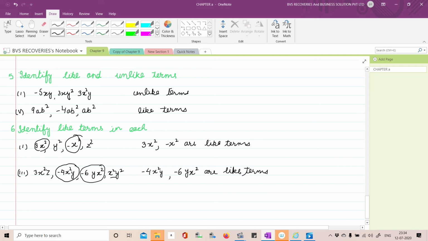With this, we have done all the questions of the first exercise 9.1. I have done a few parts from each question. The remaining parts you will complete on your own.